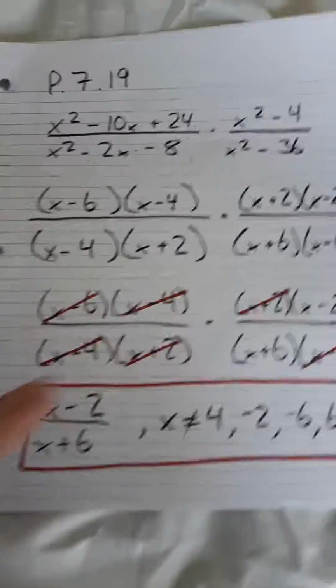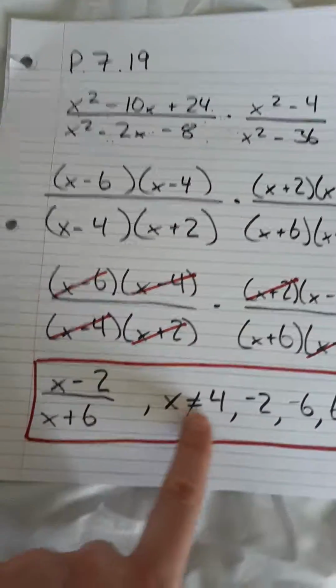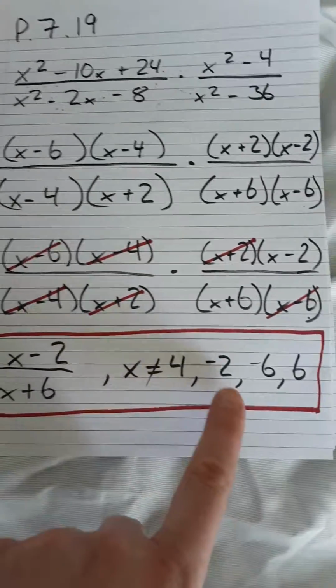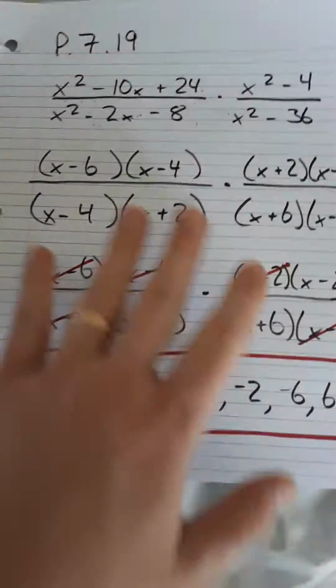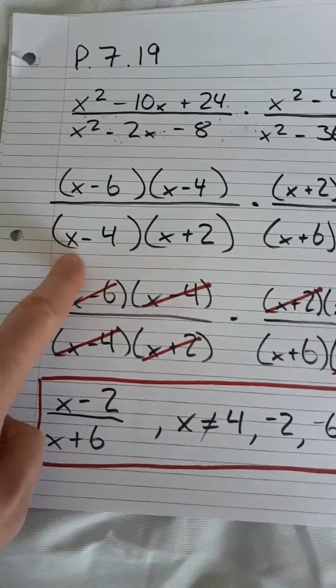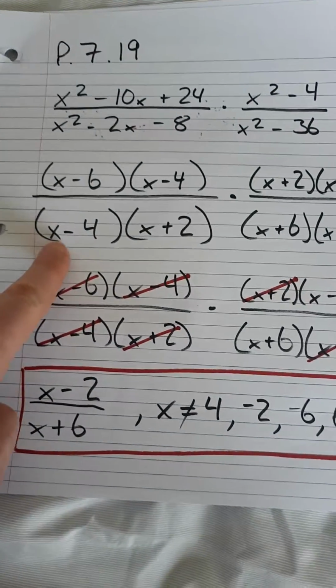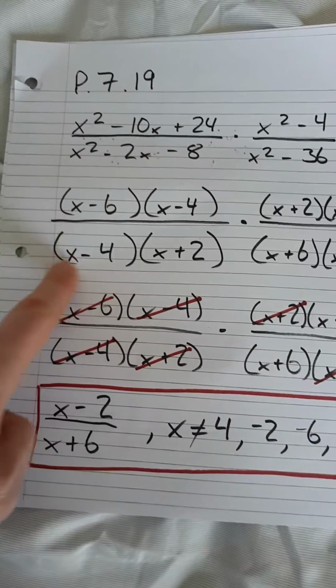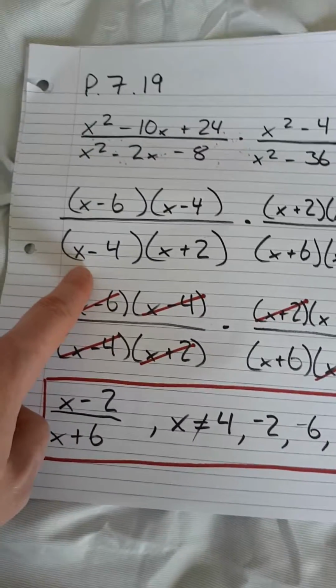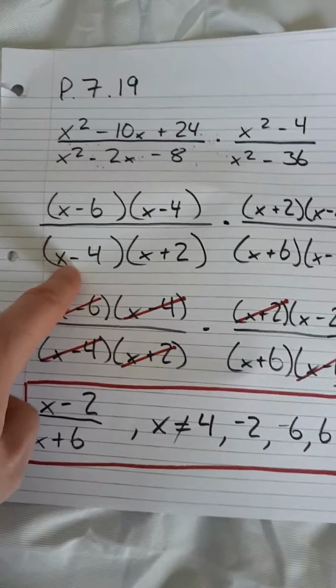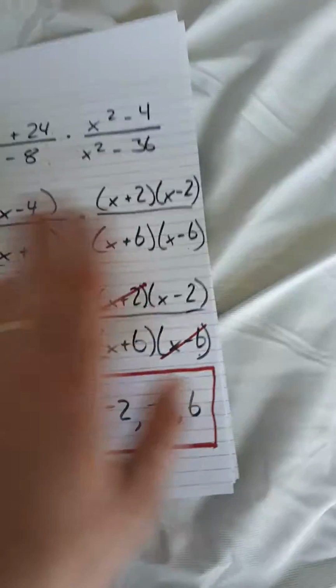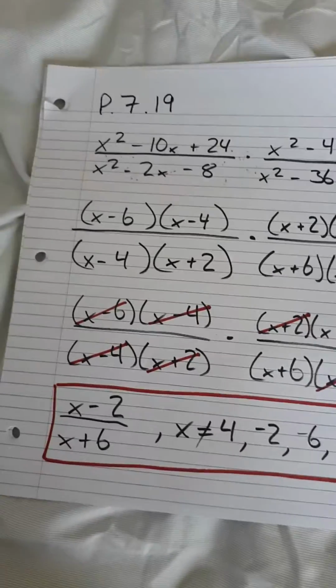And then we can do two things. Number one, we can do our exclusions. I know that x can't be 4, negative 2, negative 6, or 6. And how I know that is I look always only at the bottom denominator. So here, in this x minus 4, that can't be 4, right? Because 4 take away 4 would be 0, and 0 times anything, this whole thing would be going to 0 and it would be undefined.